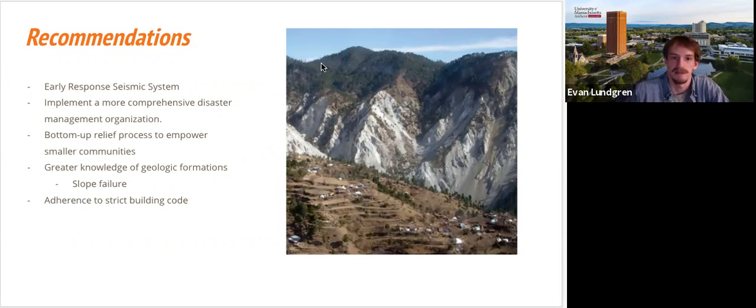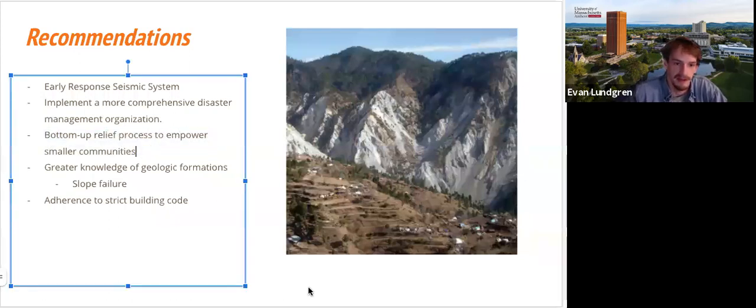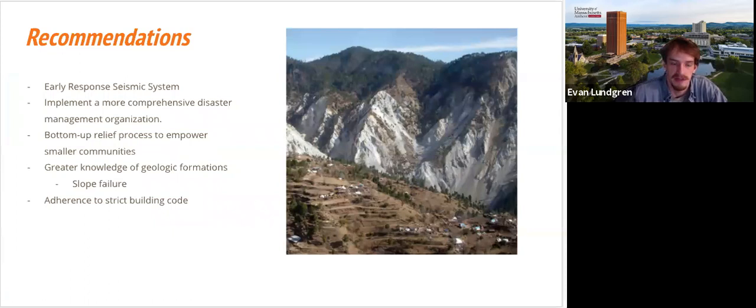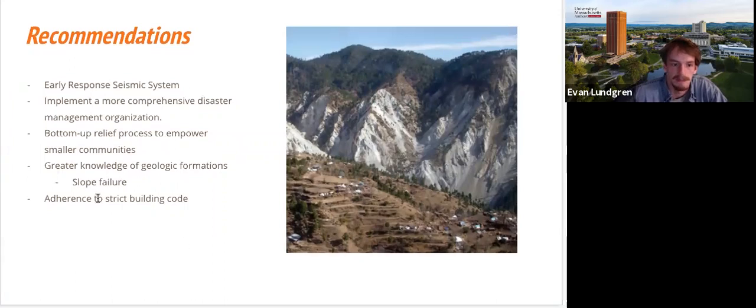So my recommendations would be to implement an early response seismic system similar to Japan to try and know when these events are going to happen earlier and sooner. And an important part is a bottom-up relief process to empower smaller communities so that you can help those who really need it in the rural communities who are most impacted, in addition to adhering to a strict building code.